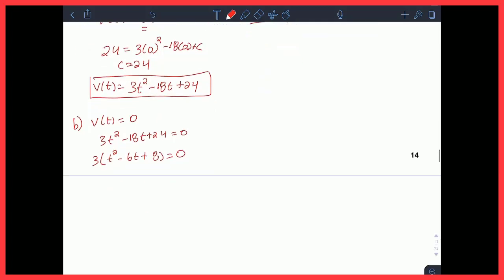And then I could factor this, so that would be what? It's got to add up to 8, so it's got to be double negative, so I'm thinking t minus 4, t minus 2 equals 0, which tells me that t is 4 and t is 2. So at t equals 4 and t equals 2, the particle is at rest.